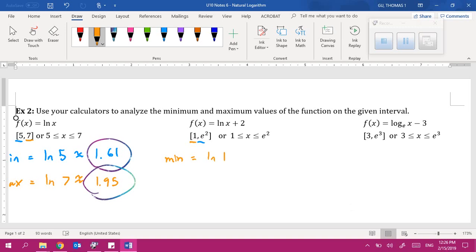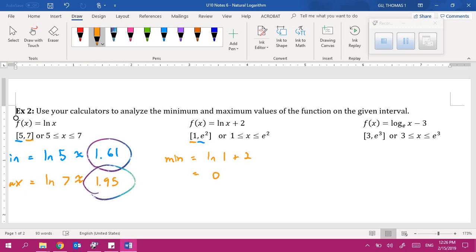Yeah, so we've got to be careful. The plus 2, don't forget about the plus 2. ln of 1 equals what? Zero. ln of 1 is 0. Did you put that in the calculator or did you know that?